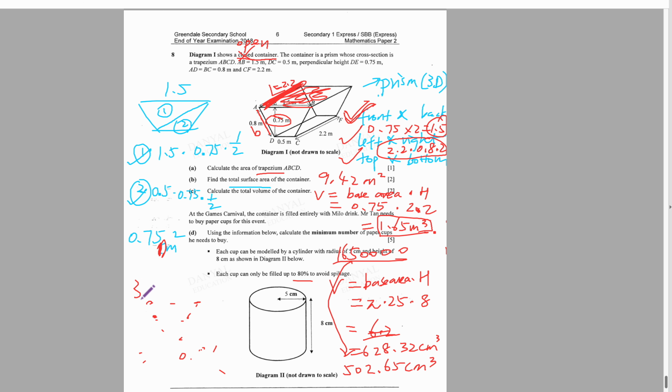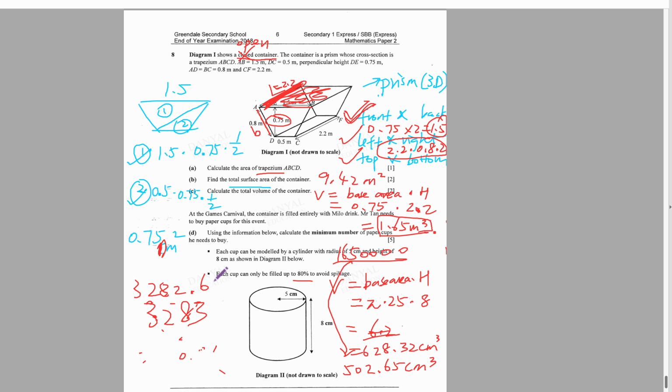By the way, in this case, are we supposed to talk about round up or round down? Actually, it means you are supposed to buy 3283, because the question says calculate the minimum number of paper cups he needs to buy.